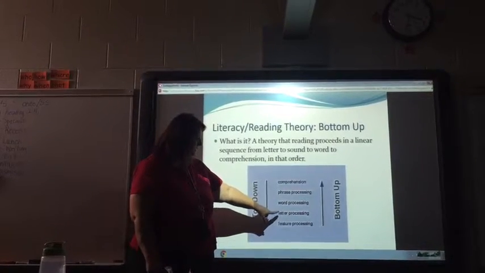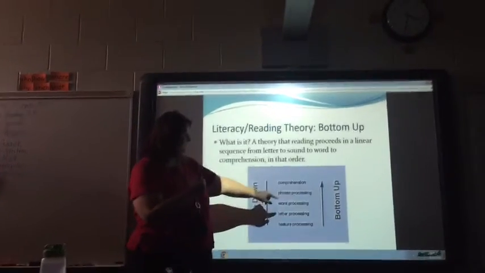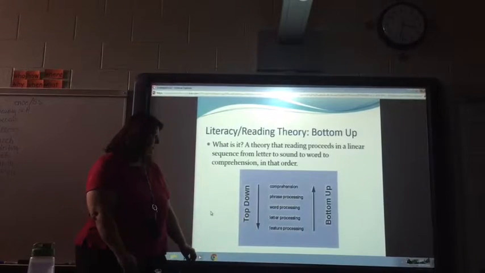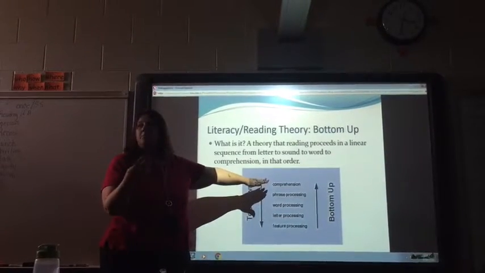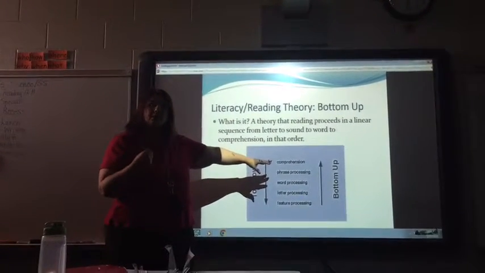Feature processing, letter processing, word processing, phrase processing, and then comprehension at the end of that. Top down would be the opposite. You would start with comprehension and predicting and forming pictures in your mind, talking about drawing conclusions.